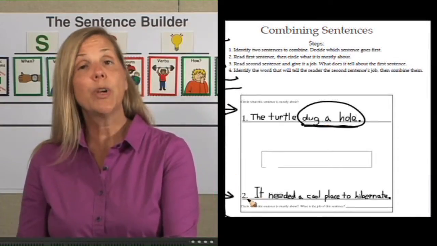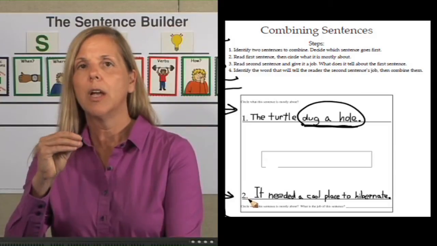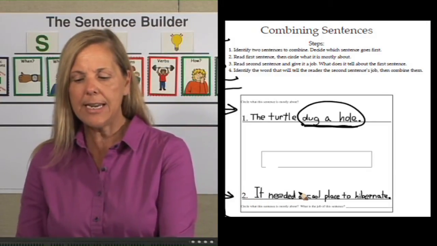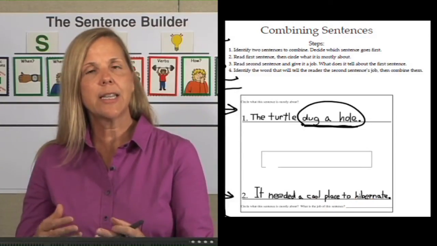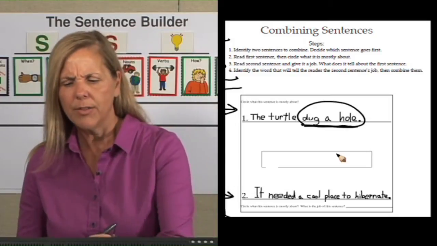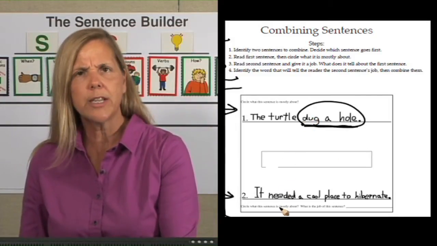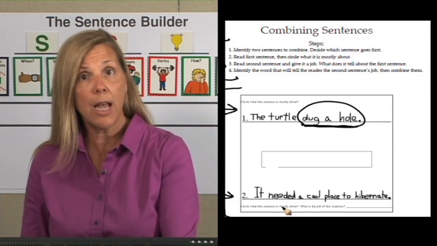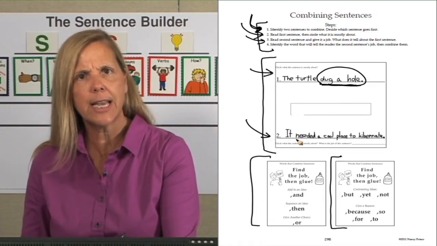The next step is to read the second sentence. Then give it a job. What do I mean by a job? I'll tell you in a moment. It needed a cool place to hibernate. I've read that second sentence. Now I have to figure out, this first sentence is about the turtle digging a hole. This one is telling me the turtle needed a cool place to hibernate. What is the job of this sentence, this second sentence?